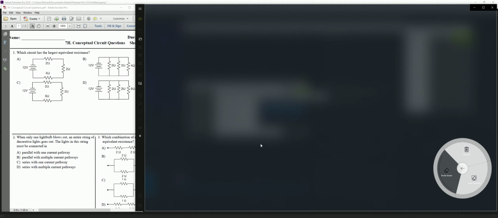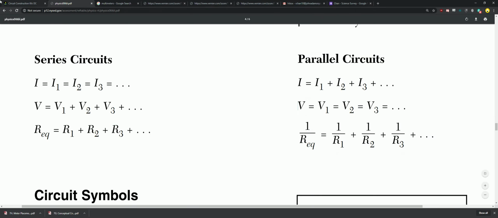Now number 2. When only one light bulb blows out, an entire string of decorative lights goes out as well. The lights in the string must be connected in what?